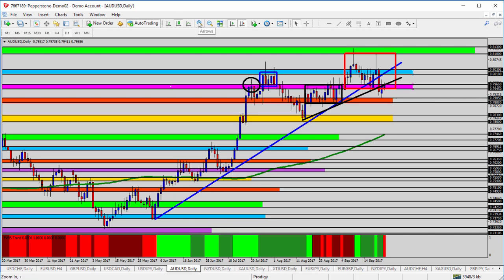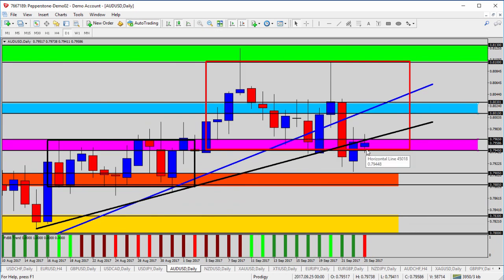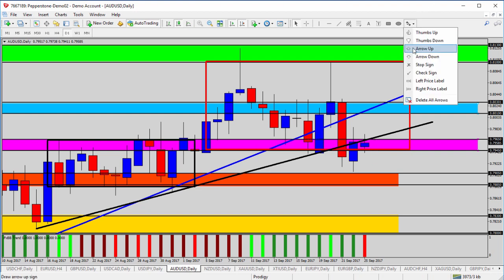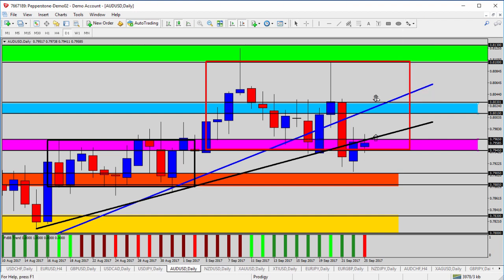Zooming in a little bit here on the daily time frame, and you can really see what's going on. Look at the resistance back here, the black box, resistance into that pink zone. We see support into the pink zone. So the pink zone between 79.65 and 79.45 is a significant decision point. If it's above it, we may look for the rally back to the blue zone or higher.